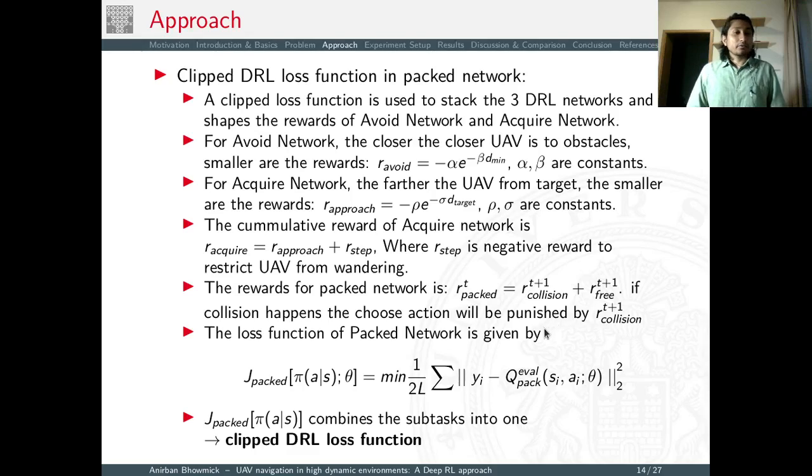Similarly, for the pack network, we also find the loss through this loss function, and this is nothing but the mean squared loss, and this loss is known as the clip DRL loss function.